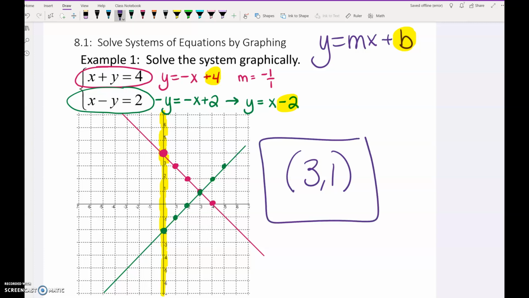And we are also going to talk about consistent versus inconsistent. If there is a solution, this is called a consistent system. Consistent systems have solutions. Inconsistent systems do not have solutions.